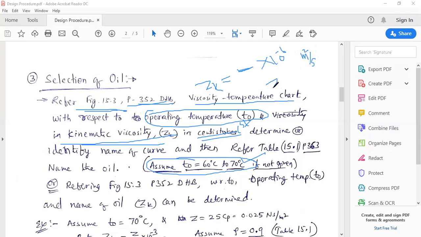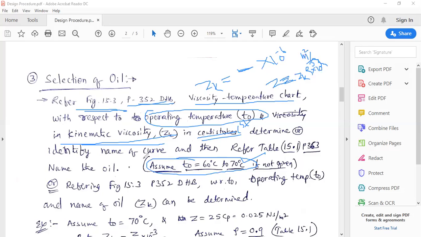After that, we have to go for the calculation of Z. Z is given by Zk into rho, that is kinematic viscosity multiplied by the mass density. But here you will be getting the value of specific gravity, so it is to be multiplied by 10 raised to 3, or divided by 10 raised to minus 3. This is the equation, or the procedure, whenever you know the name of the oil.